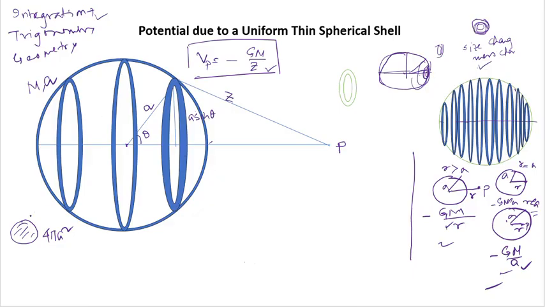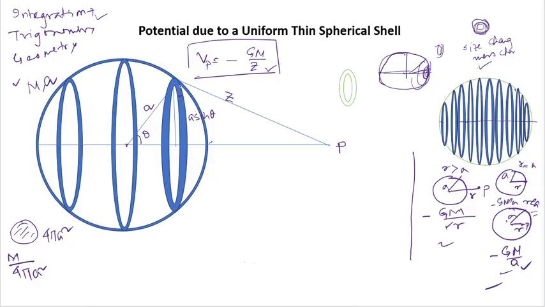Now what is the mass? Mass is m, correct? So the mass per surface area is nothing but m by 4 pi a square. Now I have taken a very thin strip. What is this thickness? The thickness is very thin, correct?